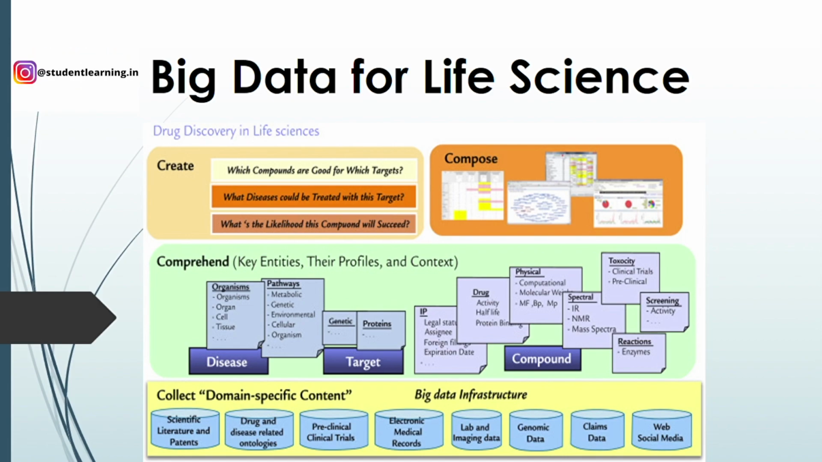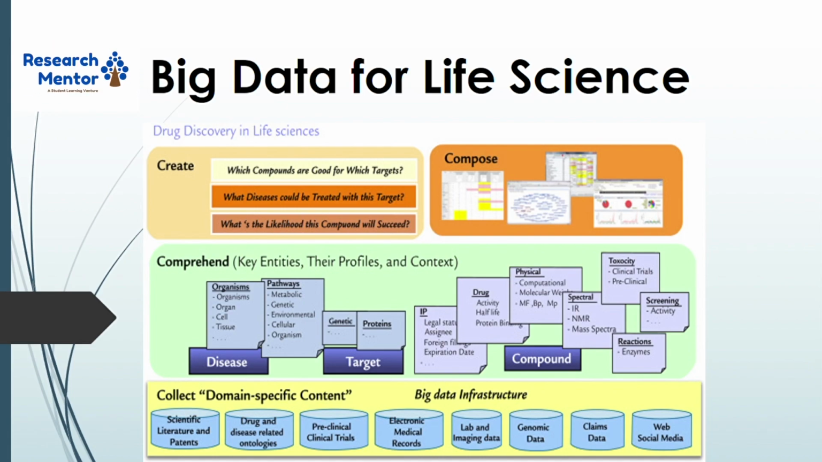Similarly, there is another database that is called target. There are two tables, genetic and proteomics. Next is compound. Compound is divided into 7 different tables like IP, drug, physical, toxicity, spectral, reactions and screening, and there are a lot of variables and a lot of column values in these 7 tables.